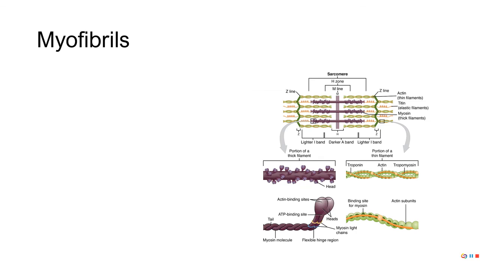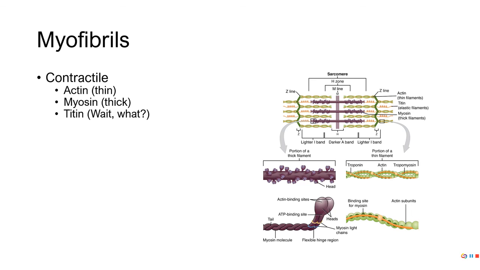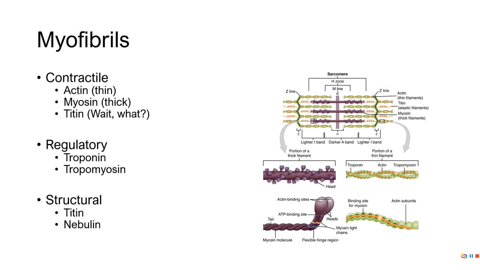Now, when it comes to the myofibrils, there's actually 6 proteins that are involved. We've got 2 that are contractile, actin and myosin, and actually there's a third one called titin, which you've probably heard about, but you haven't ever heard of it referred to as a contractile protein. There's actually going to be a lecture on that a little bit later. So titin is also contractile. Regulatory, we've got troponin and tropomyosin. And then structural, there's titin where you expect it, as well as nebulin.